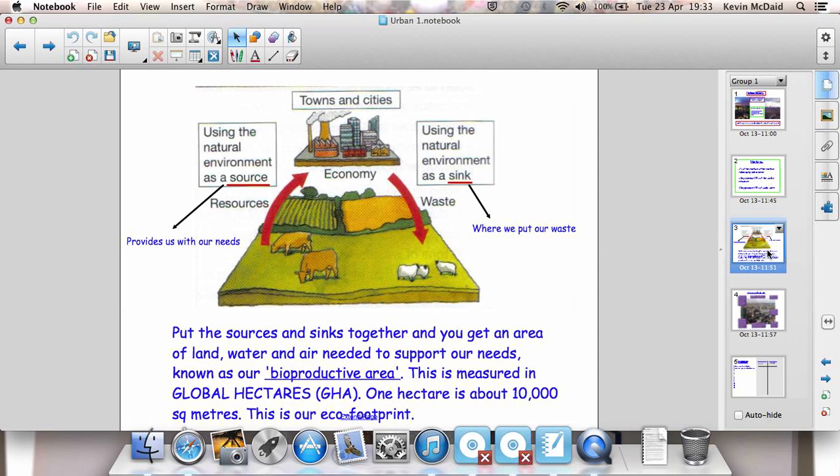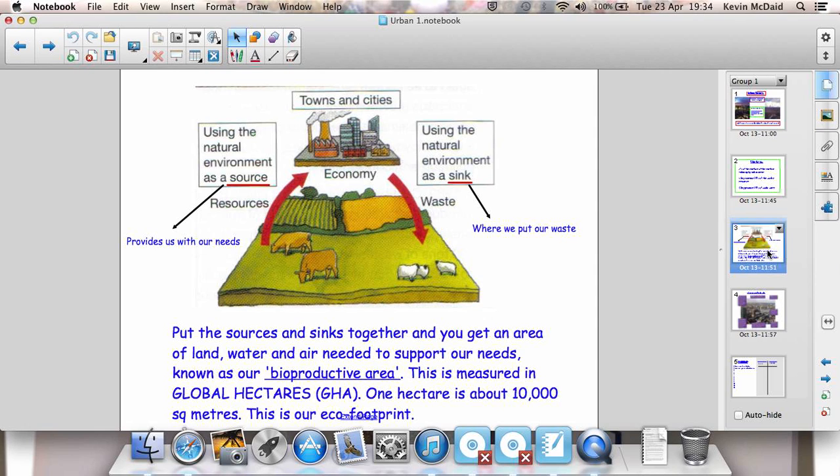Now, in terms of eco footprints, urban areas use resources. So all the things that provide an urban area with the things that it needs, we call that the source. Every part of the world that provides for an urban area. But of course, urban areas produce waste as well. We call this the sink. So make sure you're aware of those two key terms, source and sink of urban areas.